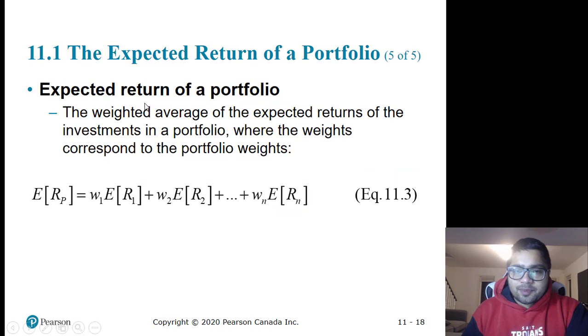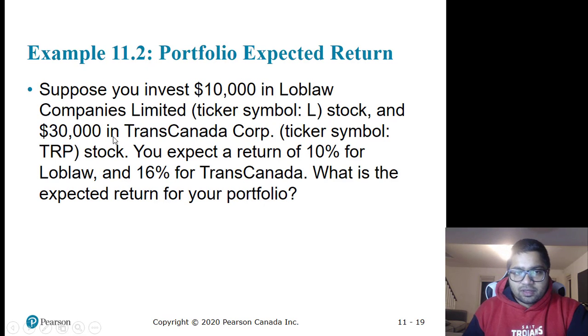Okay, so expected return on a portfolio is nothing but weights into expected return on assets. So weight into expected return on 1 plus weight into expected return on 2, and so on and so forth. So they've given one more example. Suppose you invest $10,000 in Loblaws Limited and $30,000 in TransCanada Corporation, TRP. You expect a return of 10% for Loblaws and 16% for TransCanada. What is the expected return on the portfolio?